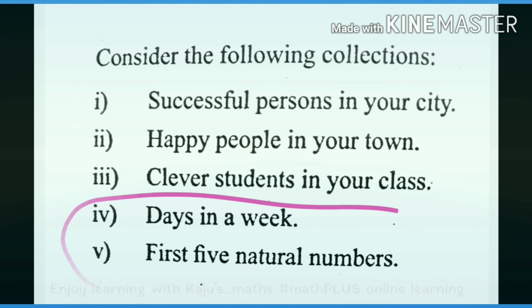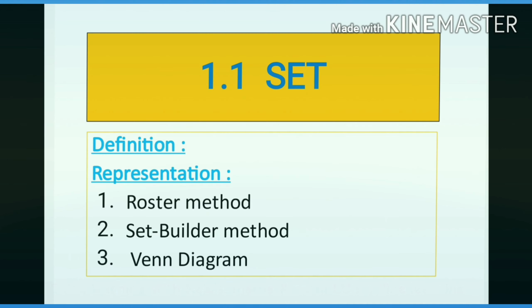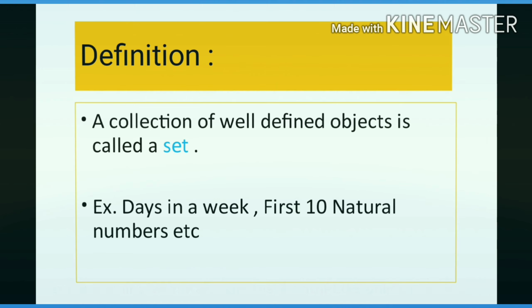So what is a set? Let's define. So first we will see the definition and then 3 methods of representation of sets: roster method, set builder method and Venn diagram. Okay. So the definition of a set is: a collection of well defined objects is called a set. Example, days in a week, first 10 natural numbers, etc.